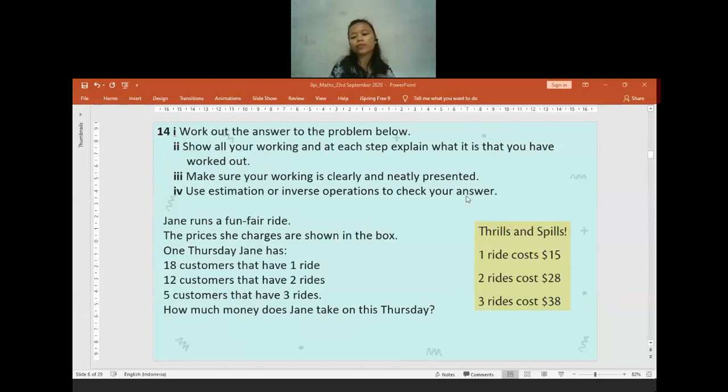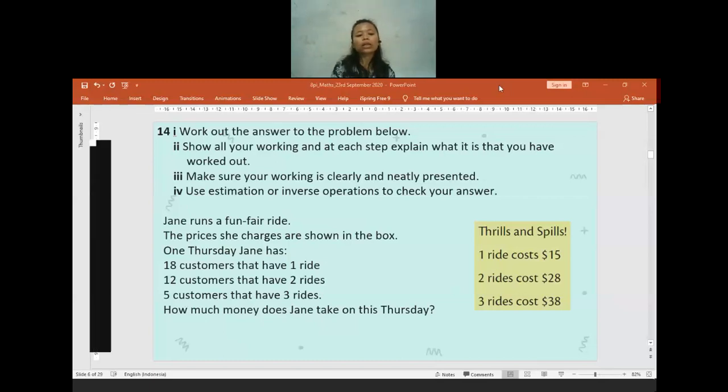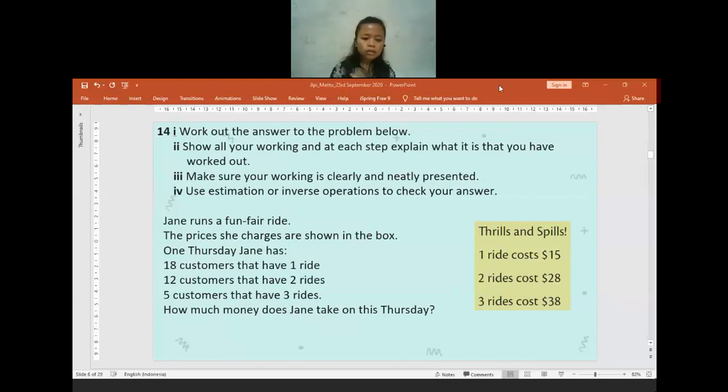For question 14, there is a fun fair ride, and here there are three types of rides. One ride costs $15. Two rides cost $28. Three rides cost $38. There are 18 customers who have one ride, 12 customers who have two rides, and 5 customers who have three rides.